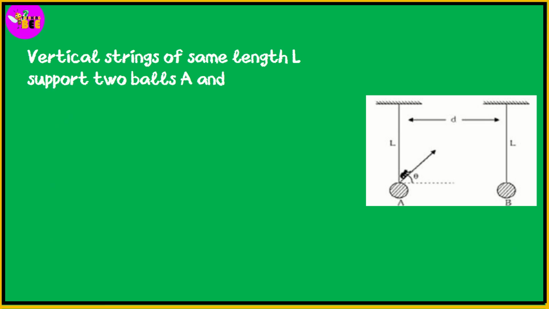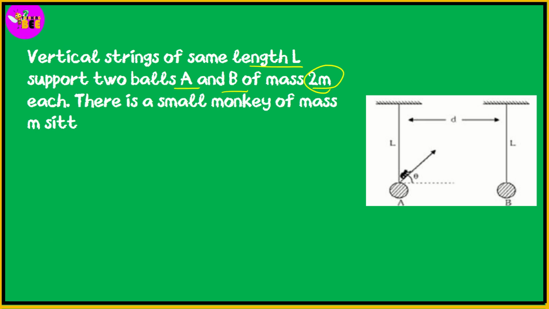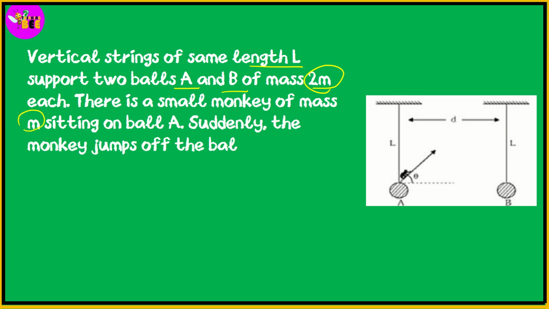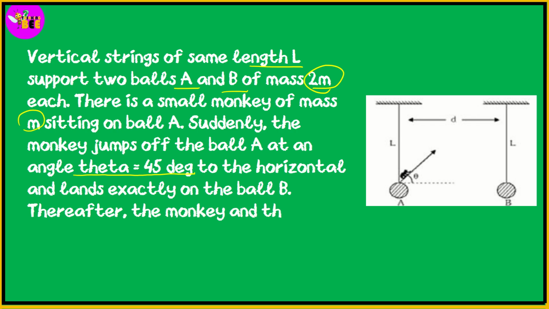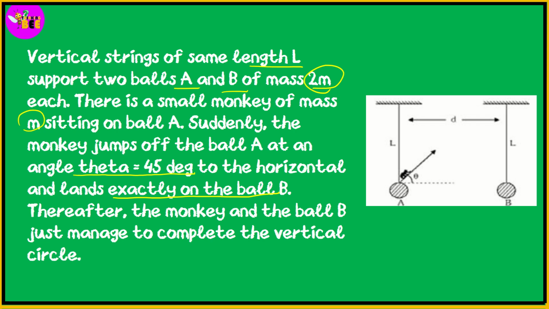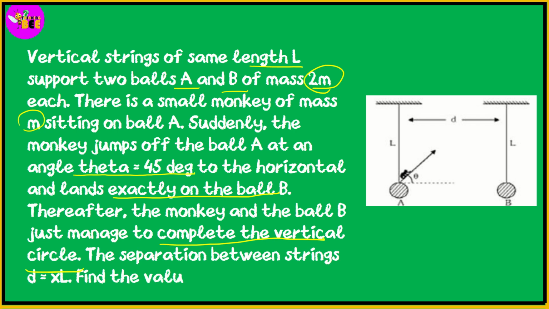Vertical strings of the same length L support two balls A and B of mass 2m each. There is a small monkey of mass m sitting on ball A. Suddenly, the monkey jumps off the ball A at an angle theta equal to 45 degrees to the horizontal and lands exactly on the ball B. Thereafter, the monkey and the ball B just manage to complete the vertical circle. The separation between strings D equal to XL. Find the value of X.